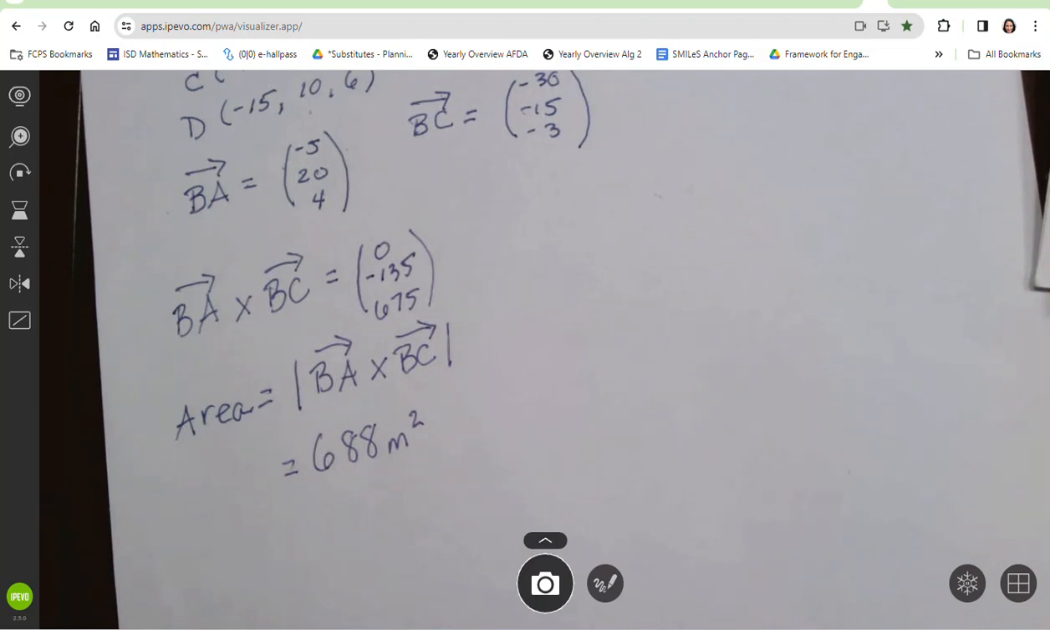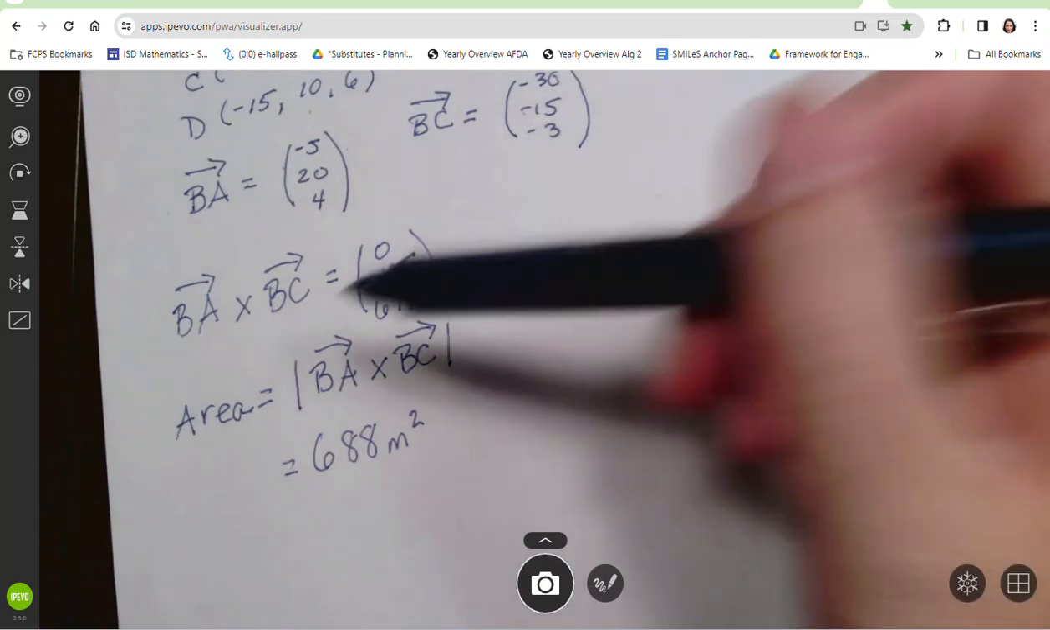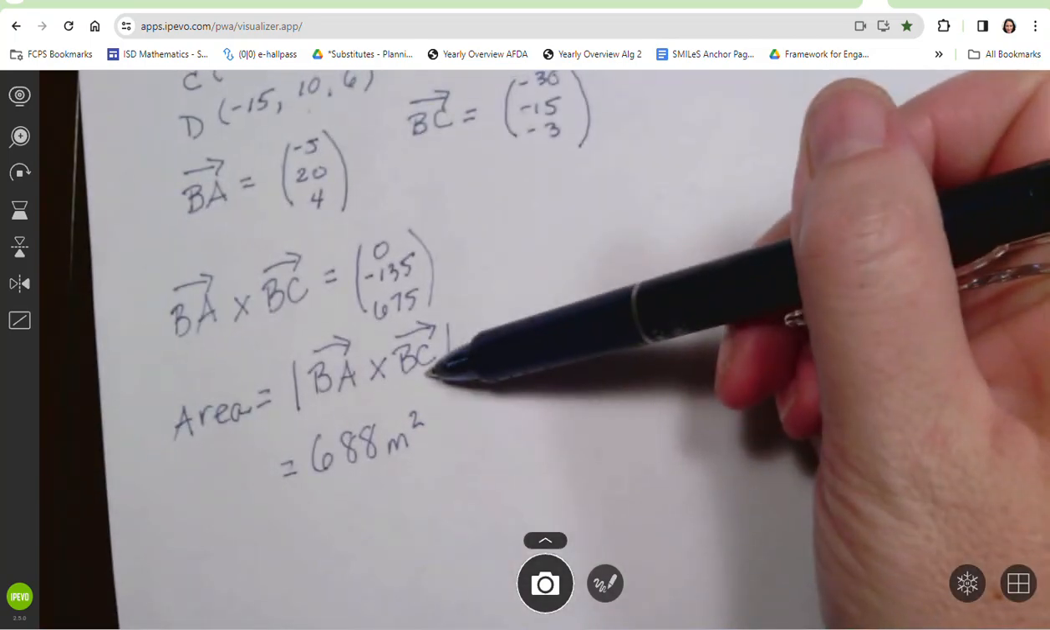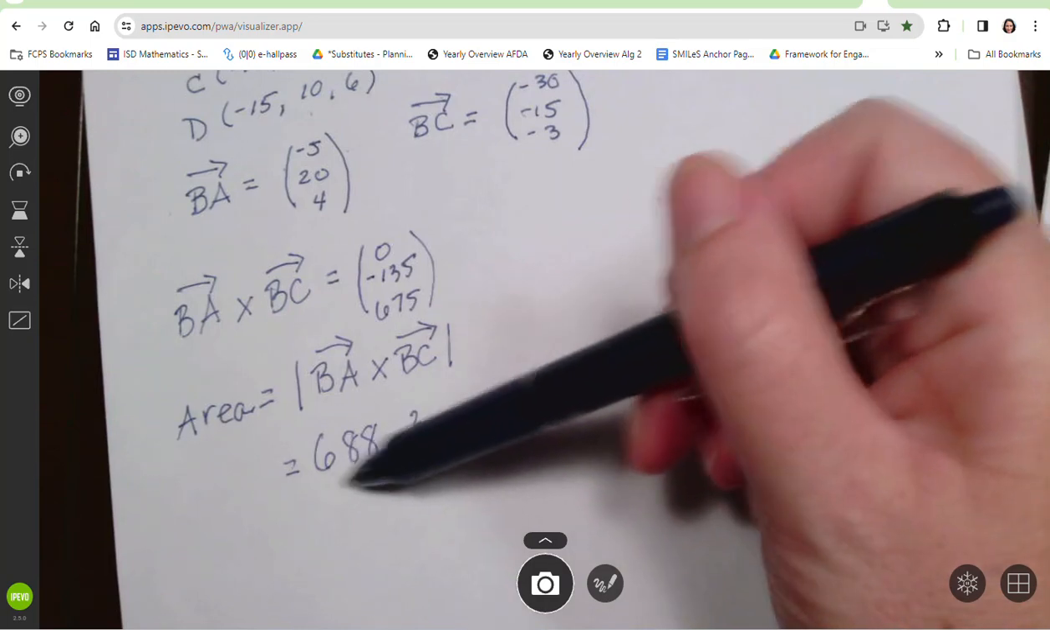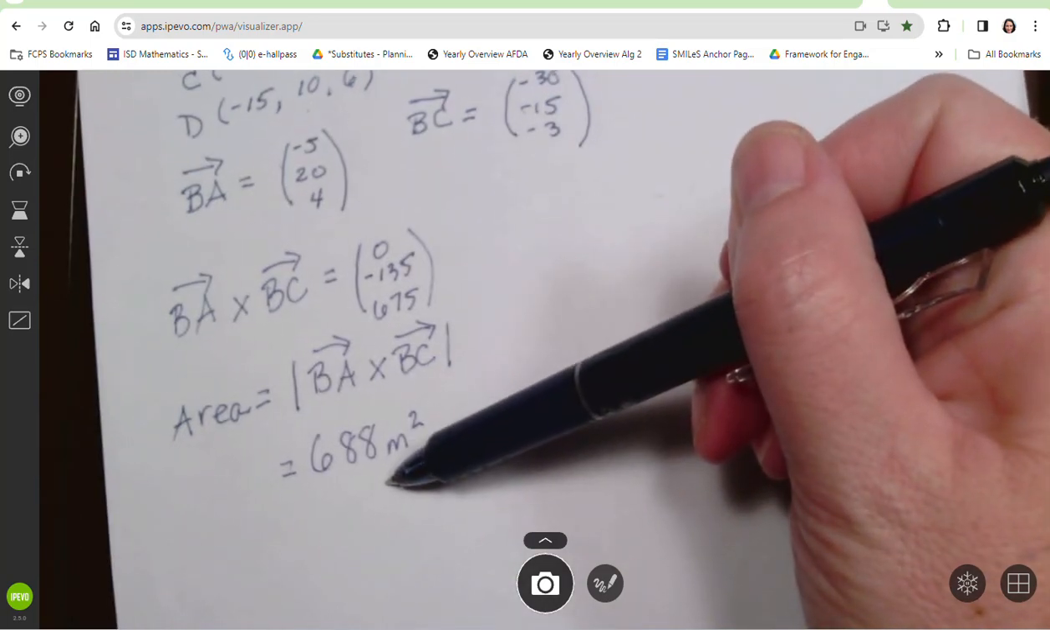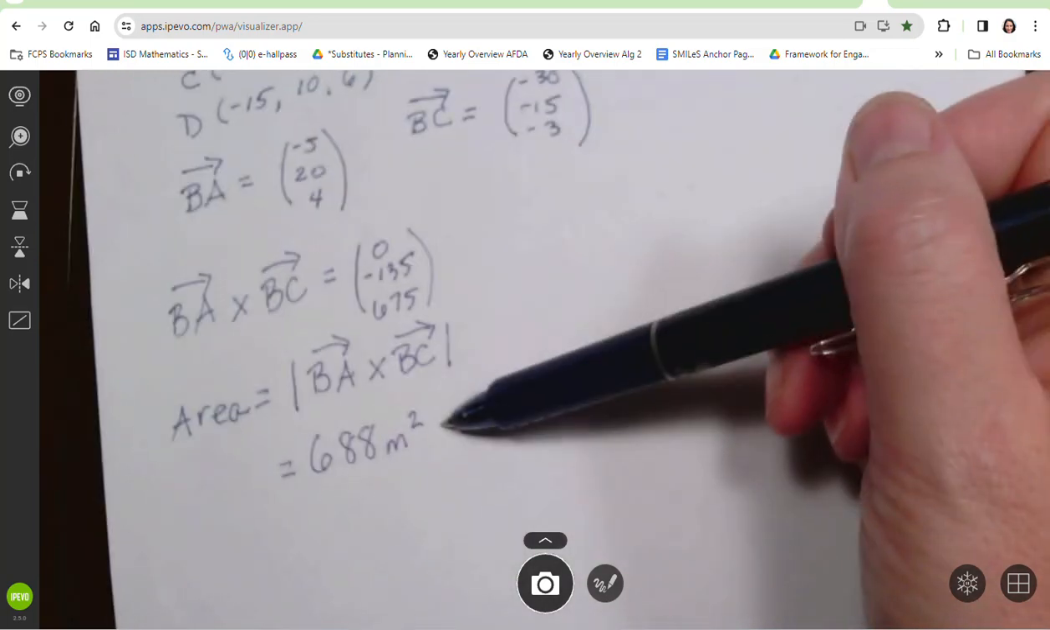So you will need to show the steps to find the magnitude of the vector product of BA and BC. You should get that your answer to 3 sig figs is 688 square meters. And make sure you show all of your steps.